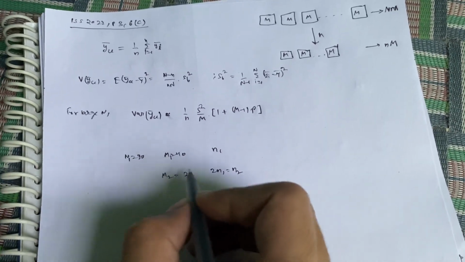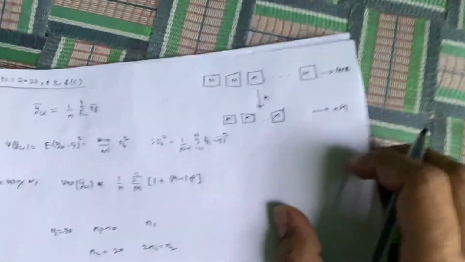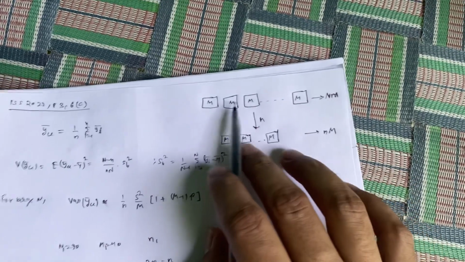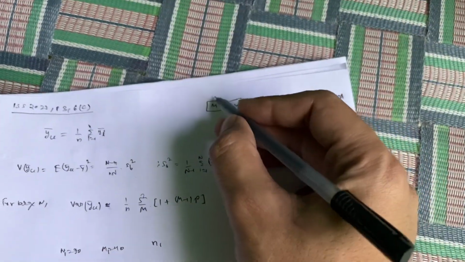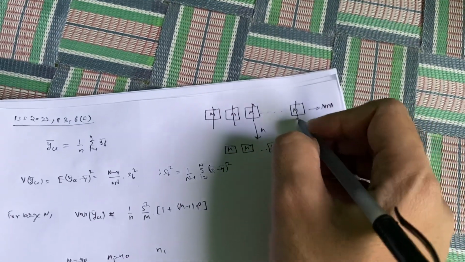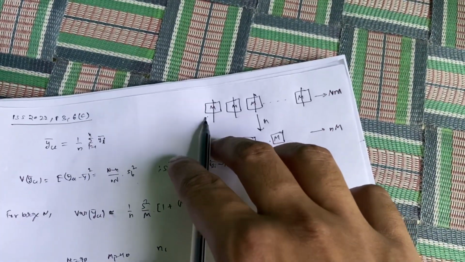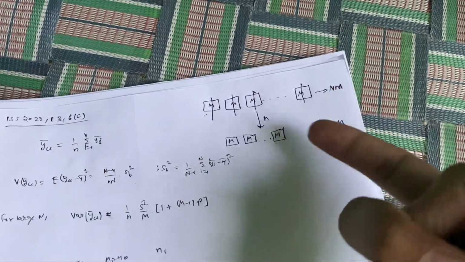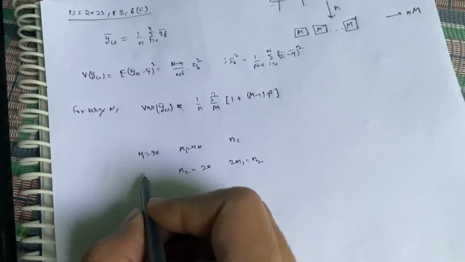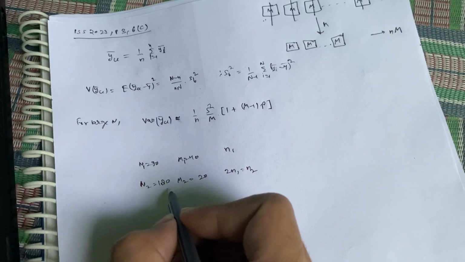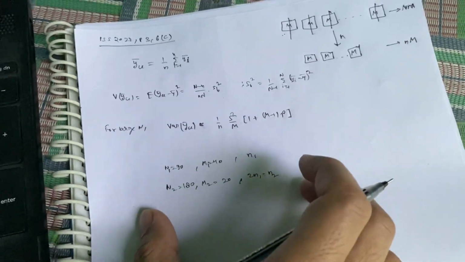Recall that in cluster sampling there are n clusters, each of size capital M. If we halve the clusters like this, then one cluster is separated into 2, meaning the number of clusters is twice. So in that case n2 will be 90 into 2, meaning 180. This is the information that is given.